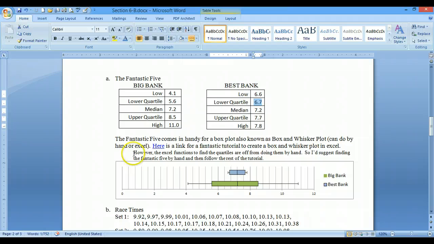If you do go through this tutorial, the quartiles that Excel finds are slightly different from the way the book finds them, and that will make your homework in MyMathLab off slightly. So I would do these by hand or by calculator, and then follow the rest of the tutorial if you would like to create your box and whisker plots.